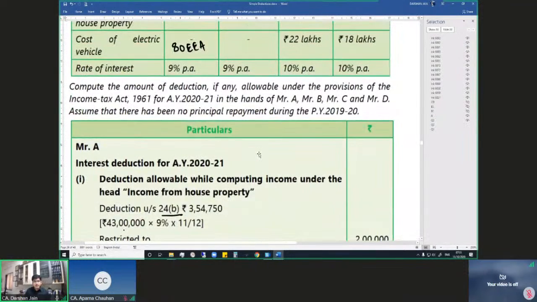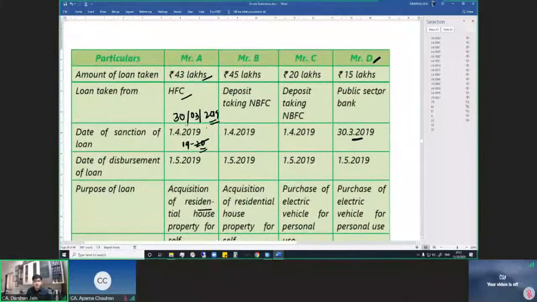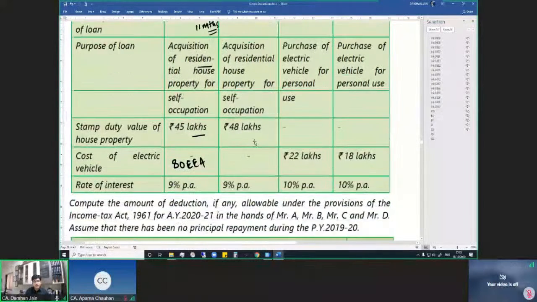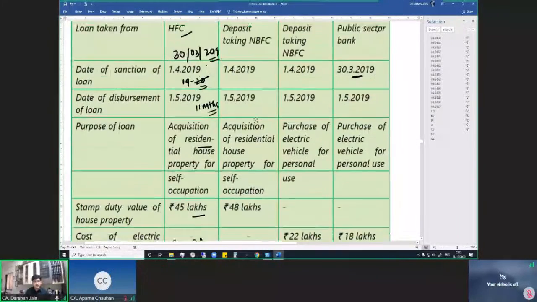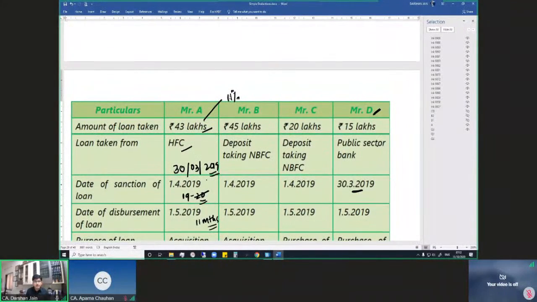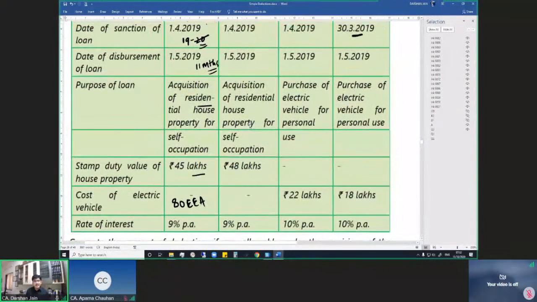See, the stamp duty value was 45 lakh rupees. As far as the loan amount is concerned, there is no capping on the loan amount. 43 lakh rupees have been taken as loan by Mr. A. 9% of this is the amount of interest paid. However, the disbursement has happened on 1st of May, so he has used the loan only for 11 months. Therefore, 9% of 43 lakh rupees for 11 months.